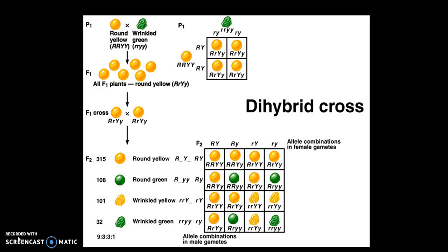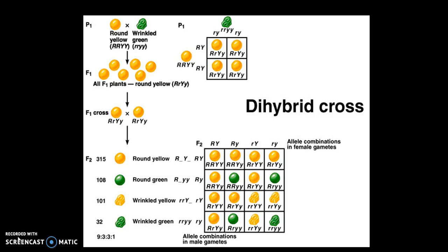Before, the problems that we saw were monohybrid crosses. Monohybrid crosses are crosses that involve one trait. A dihybrid cross involves two different traits. So you see here that in the P generation, we are crossing a round yellow P with a wrinkled green P. And all the F1 generation are round and yellow, but they're all heterozygotes.